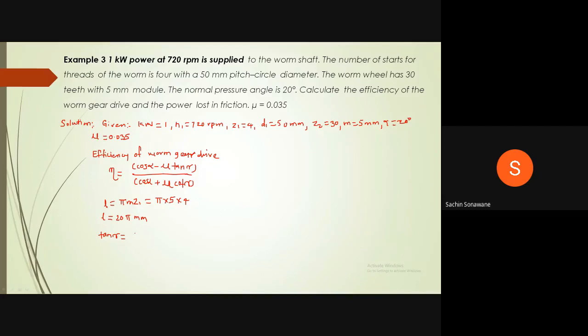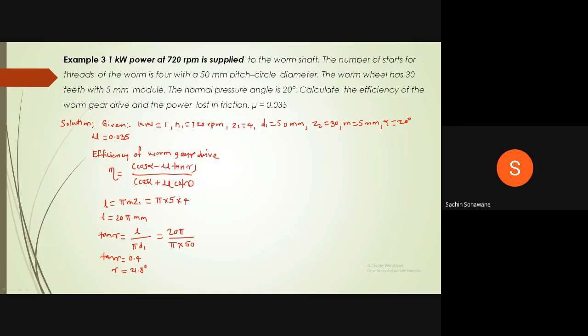is equal to L divided by pi d1. L is equal to 20 pi divided by pi into 50. Therefore, tan of gamma is equal to 0.4. Therefore, gamma is equal to 21.8 degree.